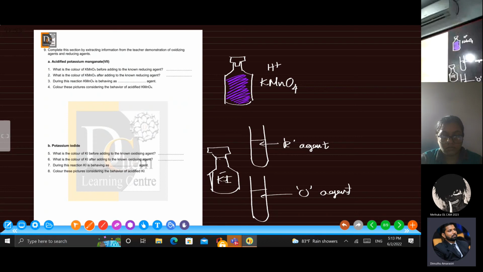Solution B. What happened? The color changed from colorless to yellow. That means actually this is the same one. We proved it was a reducing agent in the previous experiment. Now we are proving it is an oxidizing agent as well. That means there are some substances which can behave as what? Both. Wonderful, right?